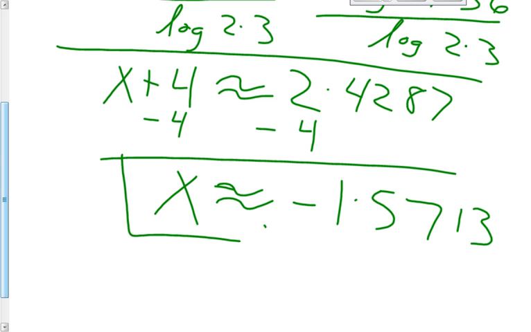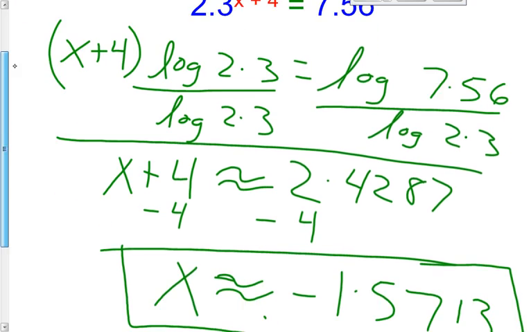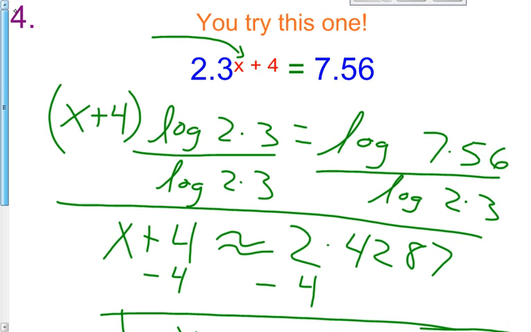Class, I can never take the log base of a negative number. However, this is an exponent. I'm putting it back into an exponent, and you can have negative exponents. That's just fine. So in this one, you don't need to worry about your negative answers. So that is the answer for problem number 4.